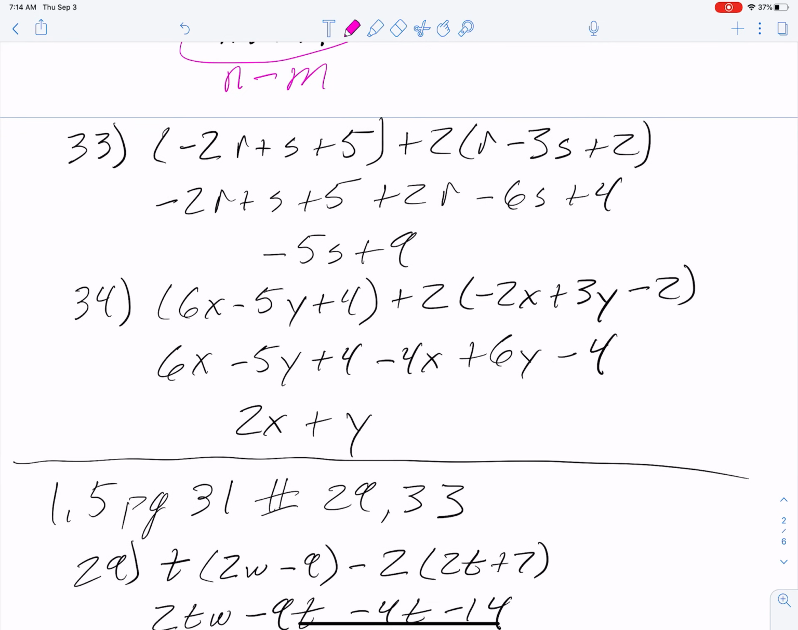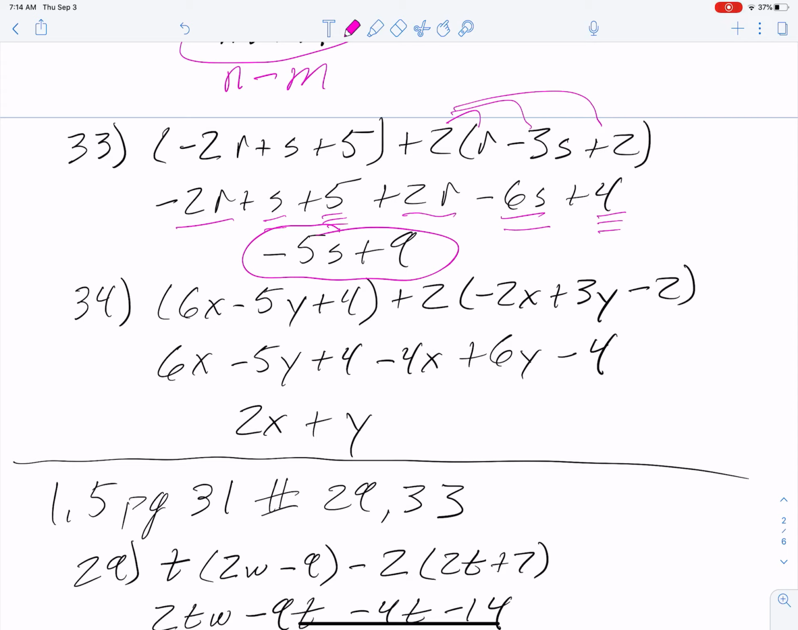So 33, have to do just a little bit of distribution to begin the problem. So my 2 times r, my 2 times -3s gets me -6s, and then my 2 times 2 gets me 4. And again, whether or not you take the time to denote your like terms, that's up to you. But my -2r plus 2r results in 0. My s minus 6s gets me -5s. My 5 plus 4 gets me 9. I've got my final answer.